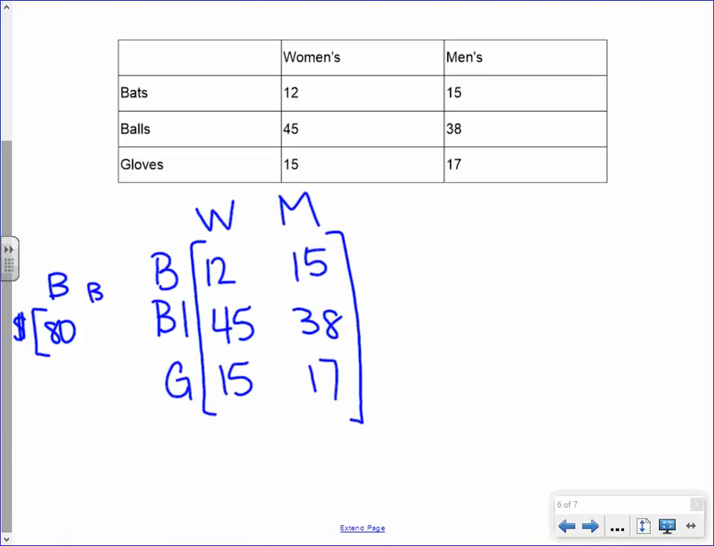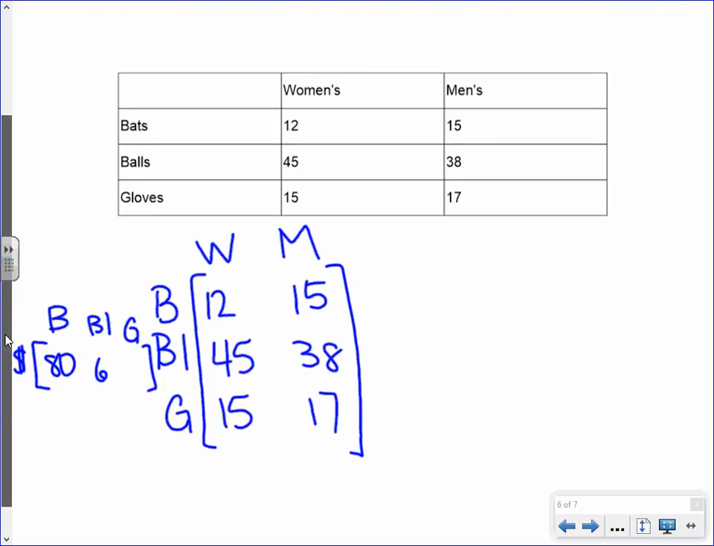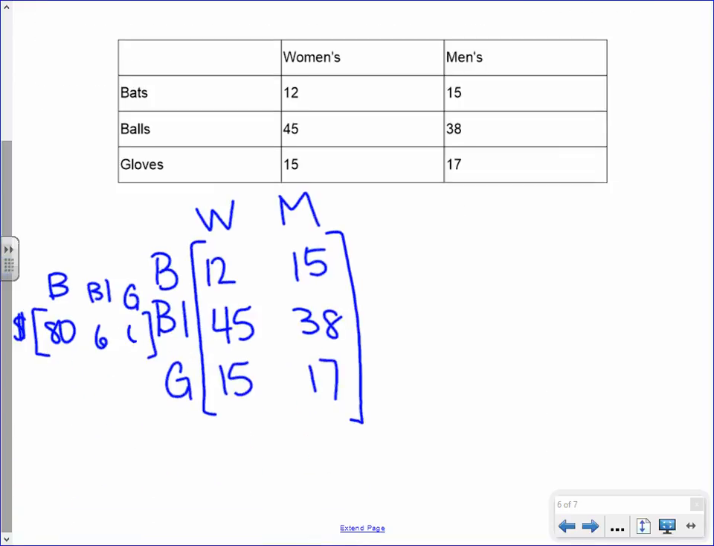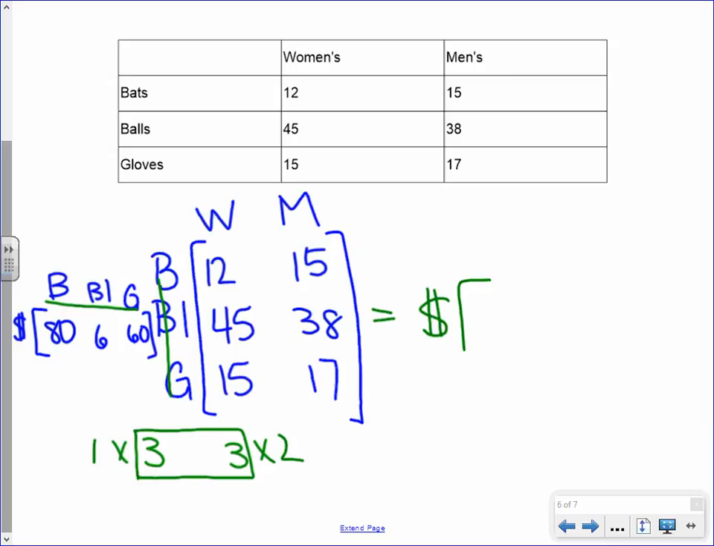Where we have how much it costs for a bat, ball, and glove. I already forgot how much it costs. 80, 6, and 60. Okay, so now notice, when we take this multiplication, our 1x3 times a 3x2, these match up. That's why we had to write it as a 1x3. And watch this. Our row times column multiplication, those labels match up. And we are going to be left with how much it costs for the women's and the men's team.